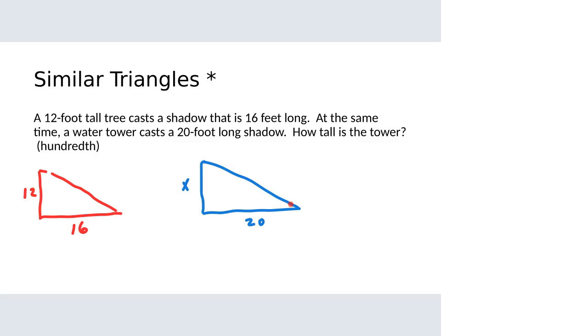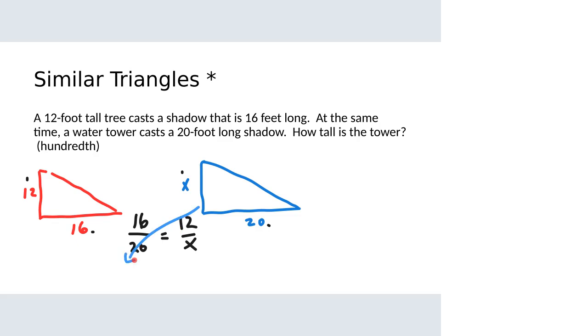The relationship that I do know between these two is 16 corresponds with 20. Those would be the lengths of the shadows. And then 12 corresponds to X. What we've got here is shadow of the tree, shadow of the tower, height of the tree, height of the tower, and it's the height of the tower that we're trying to find. So we'll go ahead and cross multiply and solve this thing.